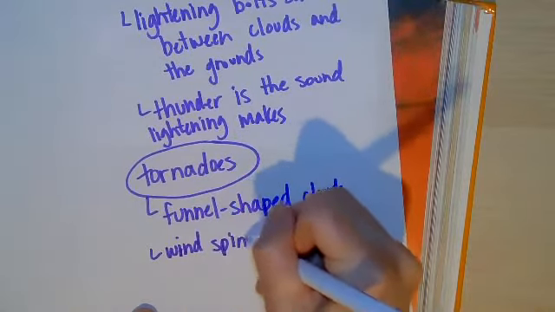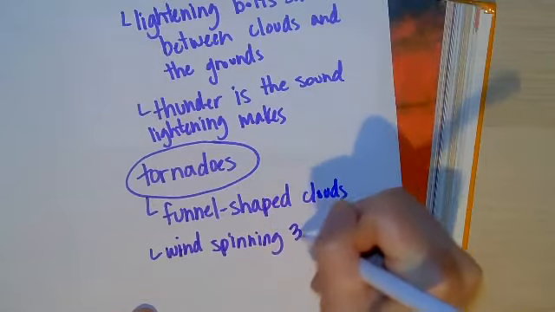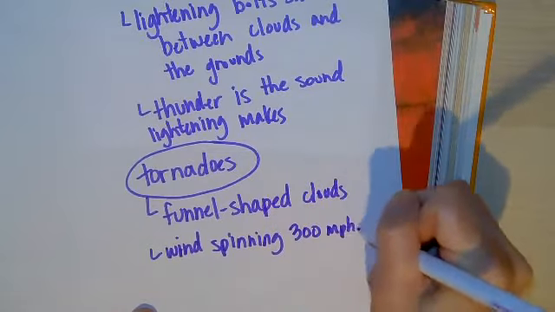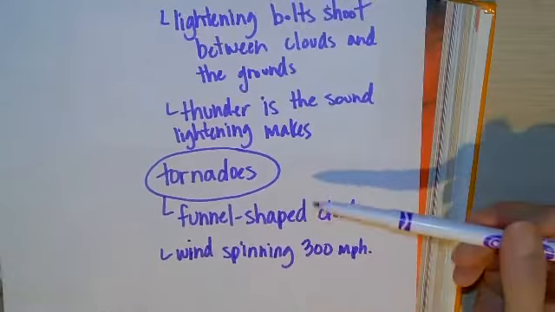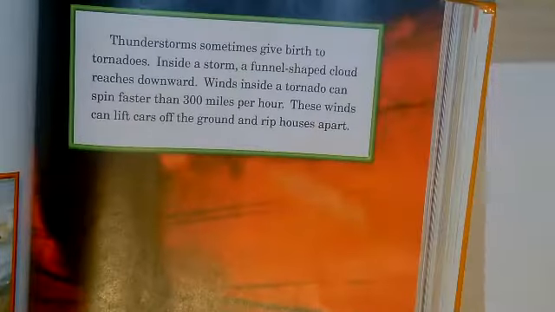Wind spinning 300 miles per hour. So those are some details about tornadoes. Okay, now let's see what it tells us about tornadoes.